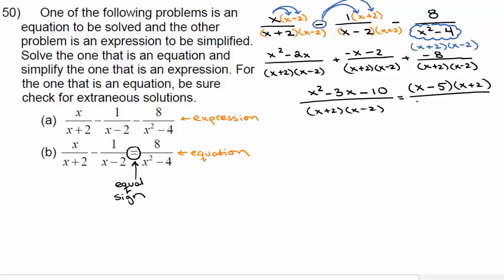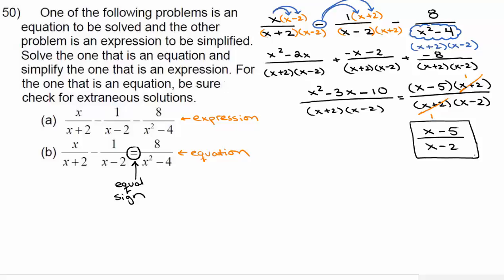So now we actually see that there is a common factor between the numerator and denominator. There's a common factor of x plus 2. We can cancel those out. So let's go ahead and cancel. And we're going to be left with x minus 5 over x minus 2. And that's going to be our final answer for that problem. Okay, let's go on to part B.